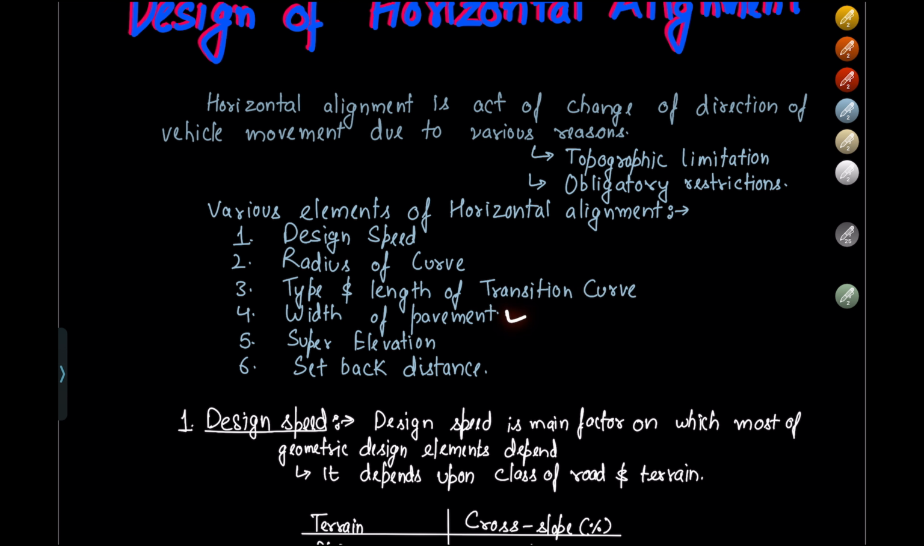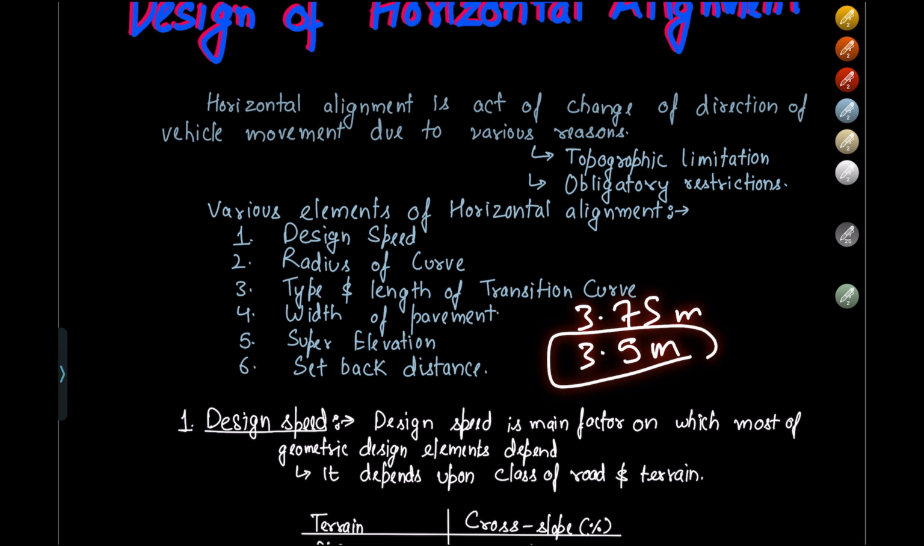Next is width of pavement. It is dependent, as discussed in the cross section element section. Width of pavement is dependent upon the type of road or maybe class of road. If it is a national highway, it will have a different width. It will have more or less lanes, and that will decide the width of road. If a single lane road is there, it will have 3.75 meter. 3.5 meter is a requirement per lane for multiple lane roads.